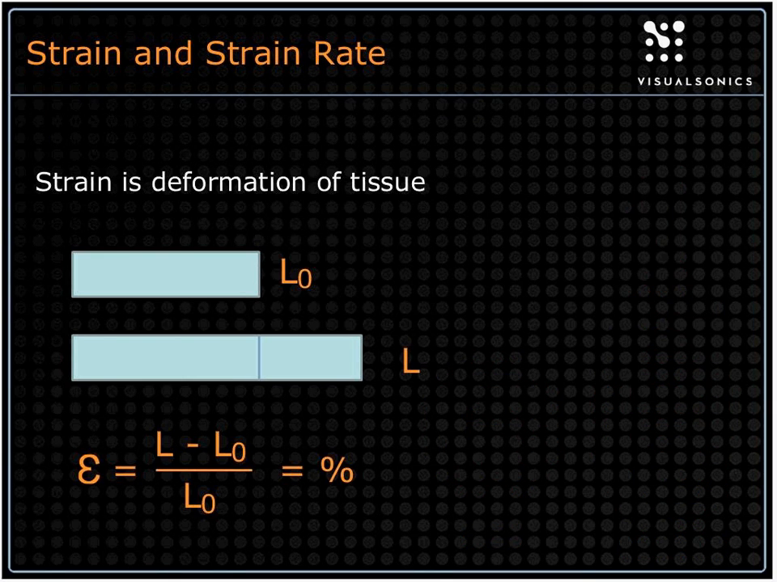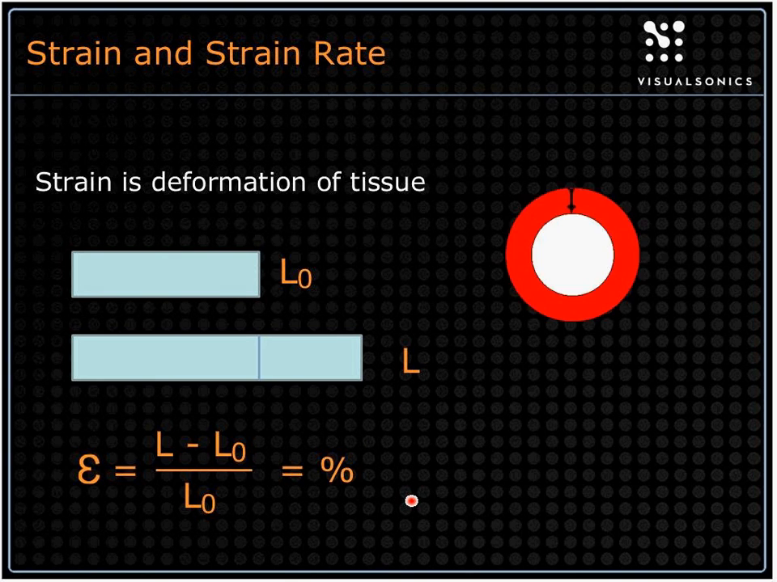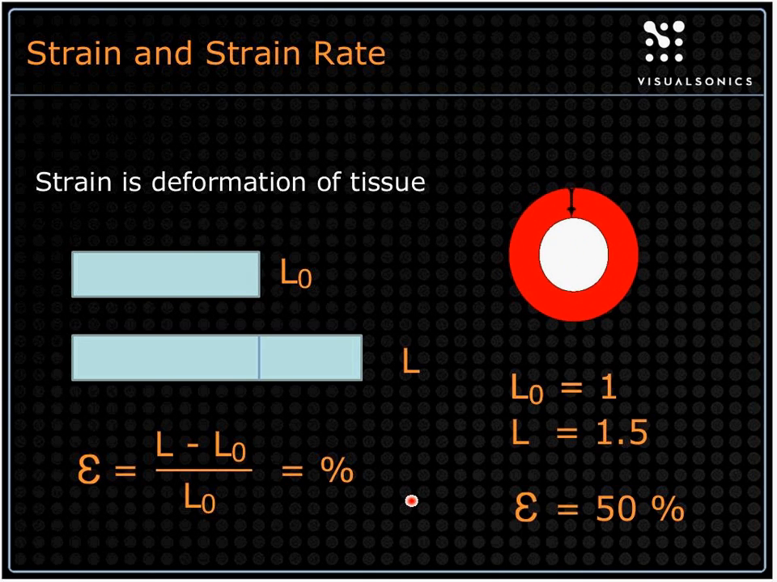So what is strain? Strain is the deformation of tissue. You can have a tissue at a beginning length, for example, if it's in diastole, and as the heart goes into systole, that tissue will then stretch. You can put the numbers into the following equation, and you can get percent strain. So for the heart moving from systole to diastole, that change in length can be calculated as strain. If we put 1 in L0 and 1.5 in L, for example, the strain would be 50%.